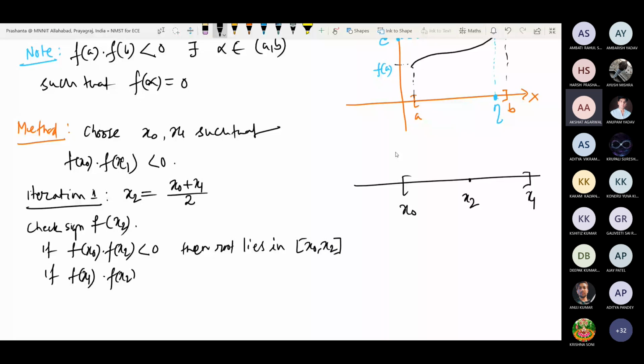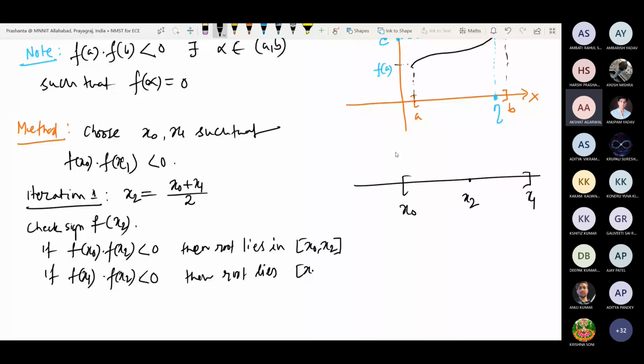Then the root lies... actually you do not have to check. If the root is not lying in this interval, then the root will lie in the other interval. So you do not have to check the next condition, but I am writing it for understanding purposes. So if f of x1 into f of x2 is less than 0, then the root lies in x2, x1, that interval. Okay.